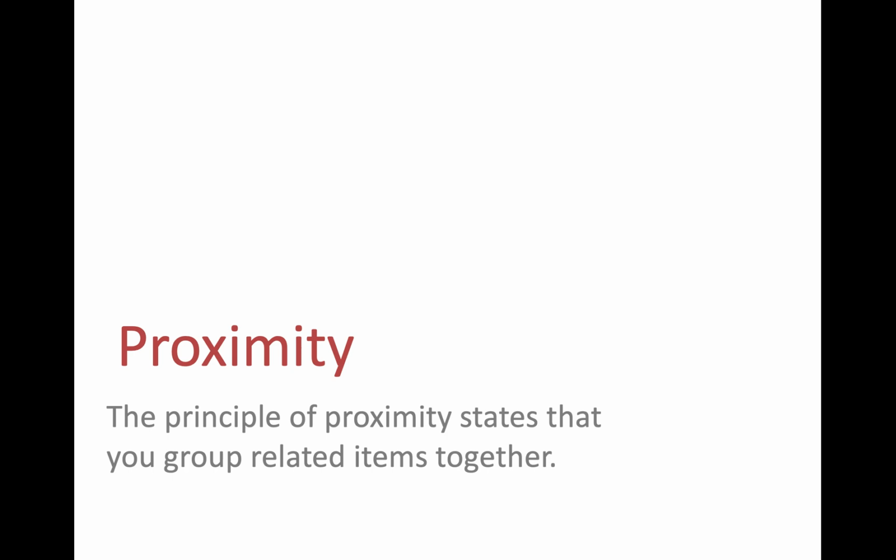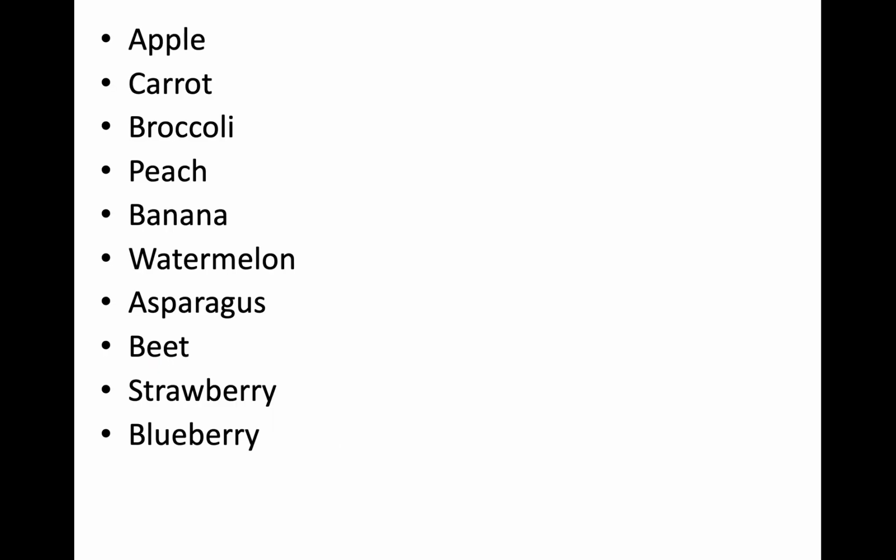Here's your definition. Proximity states that you group related items together. Pretty straightforward. Look at this list of things you might find in the produce section.